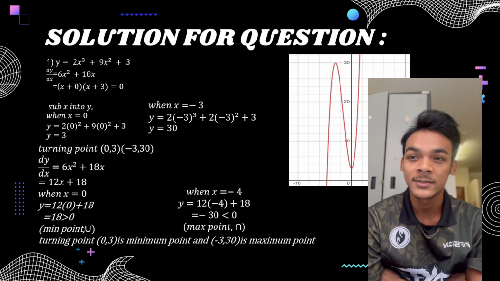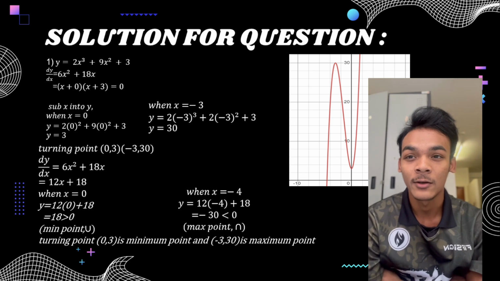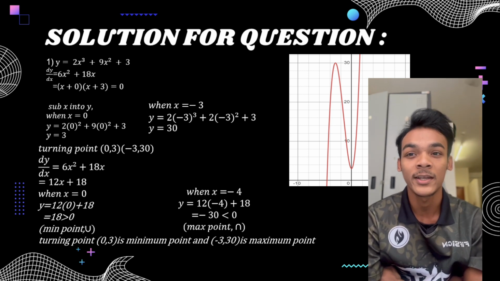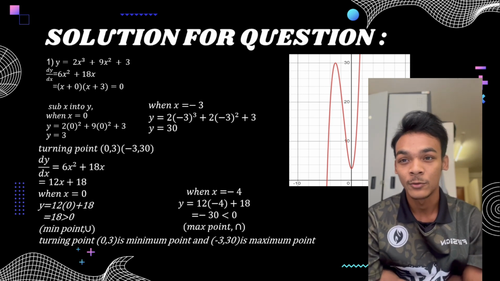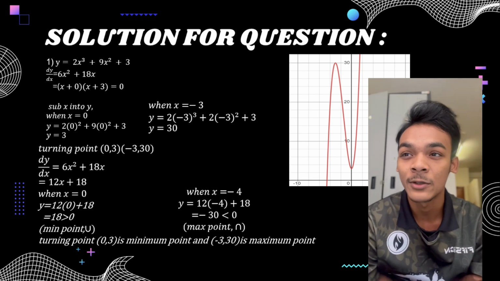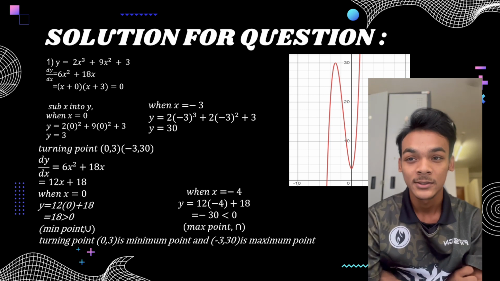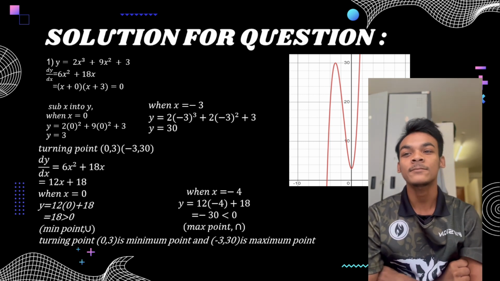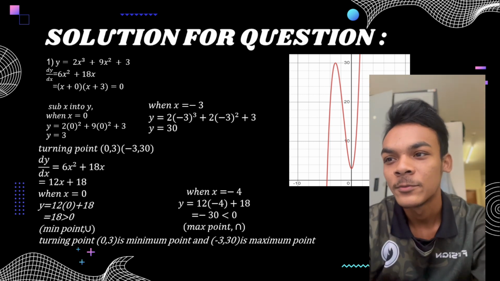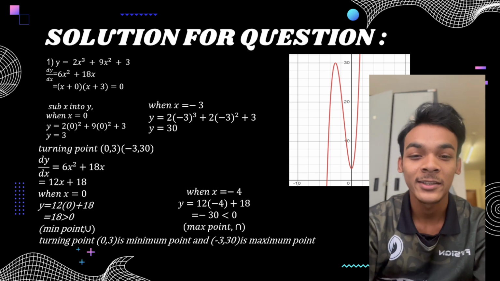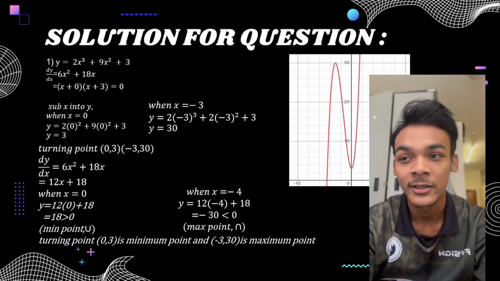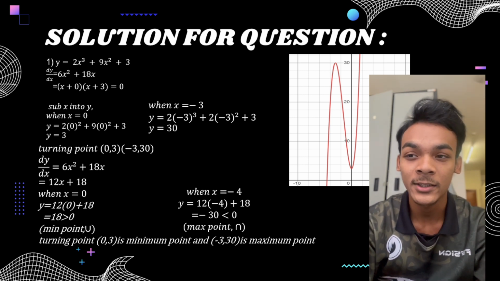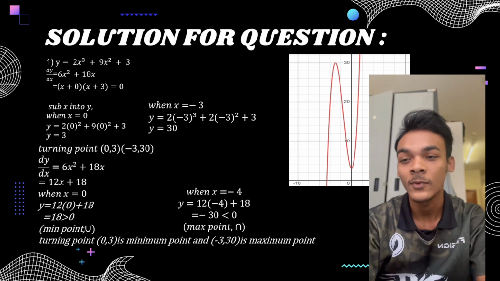For the next one, we substitute x = -3 into y. Using the same equation, we get y = 30. Okay, so from the answers we can determine that the turning points are (0, 3) and (-3, 13).